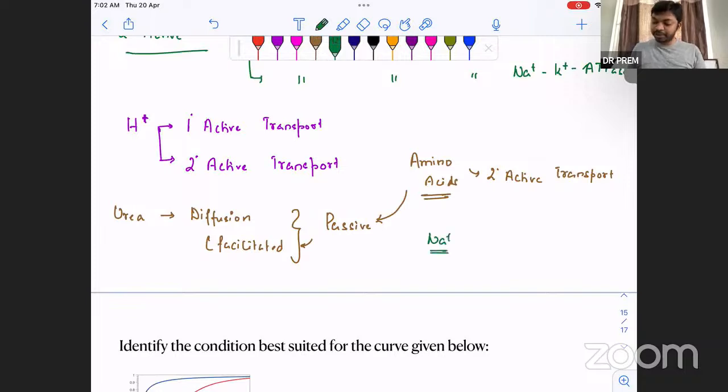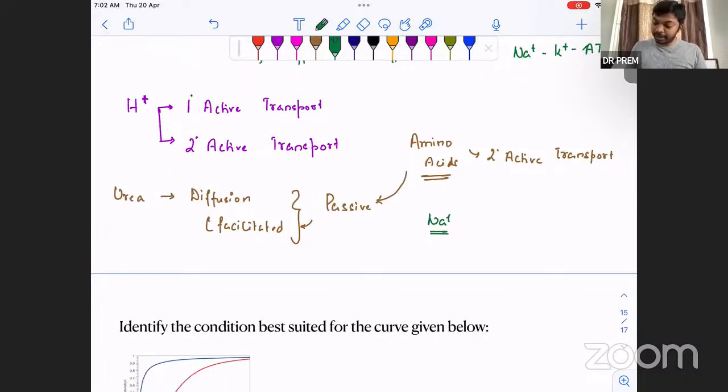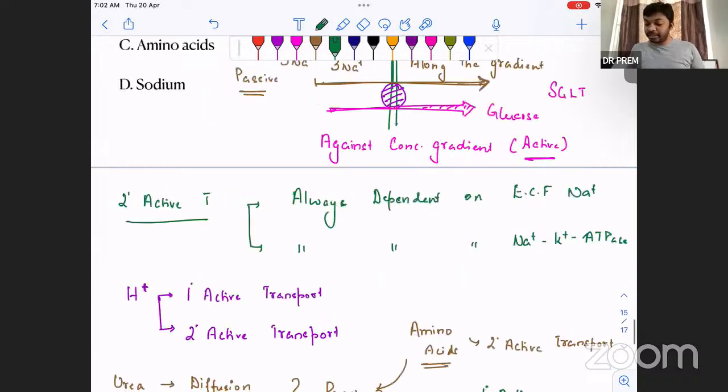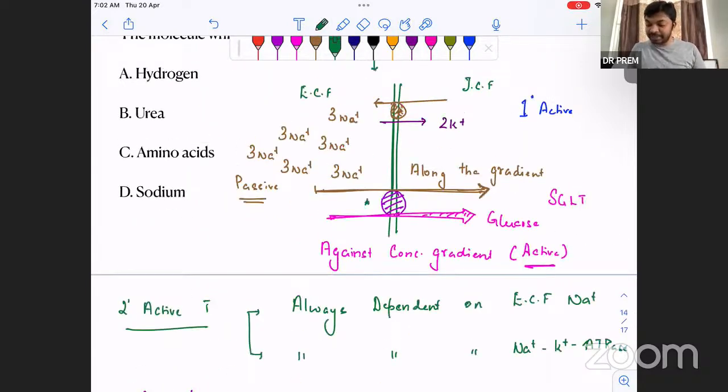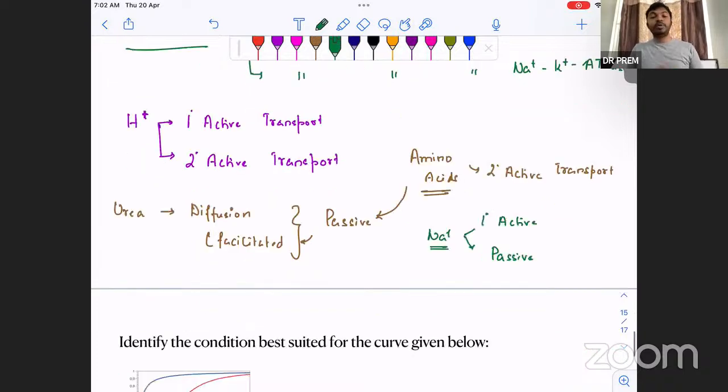And coming to sodium, you know this. Sodium is transported either by primary active transport, the sodium-potassium ATPase, or by passive transport. Sodium can be involved in secondary active transport, but still it is a passive mechanism. Or we have sodium channels, ligand-gated sodium channels and voltage-gated sodium channels, whatever it is, it is going to be passive.